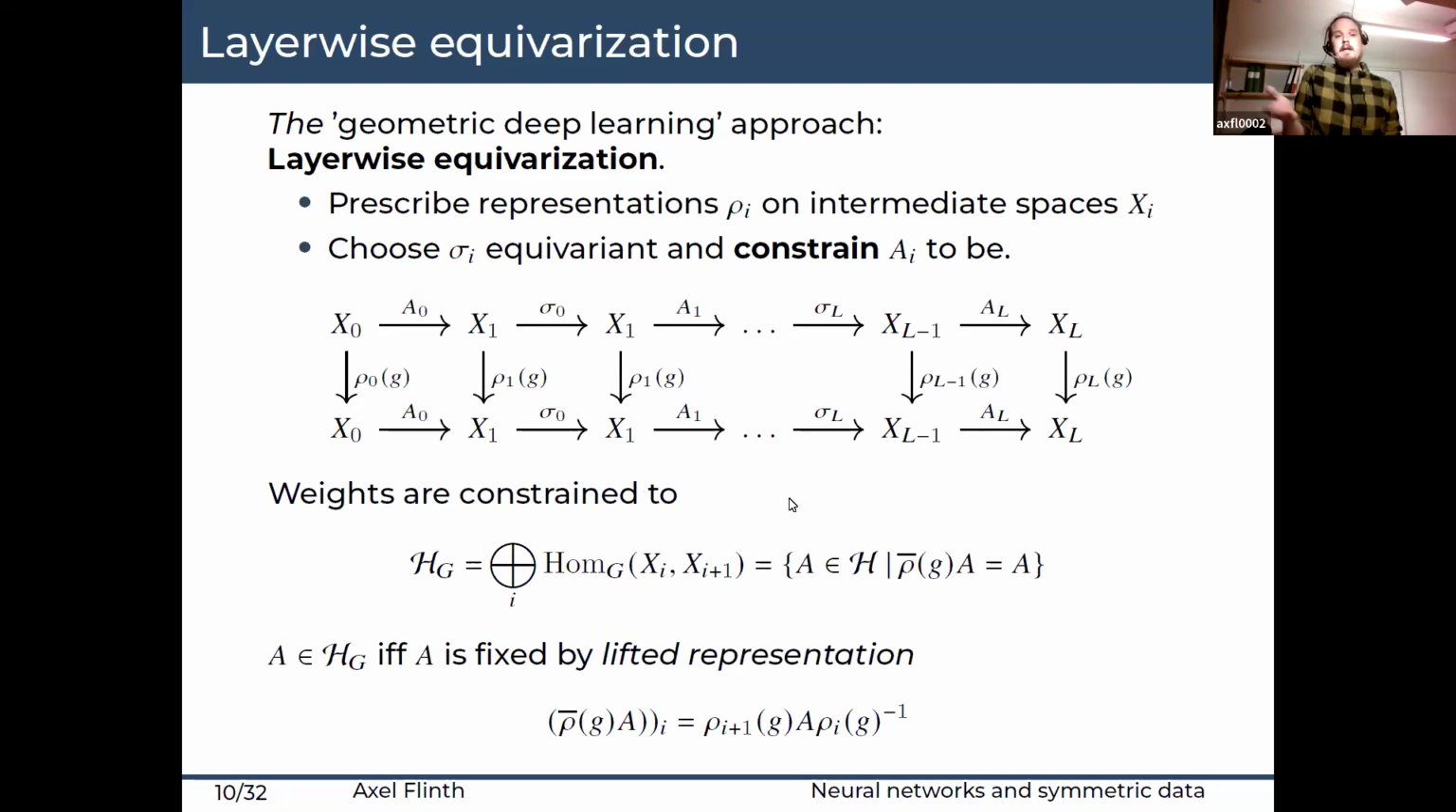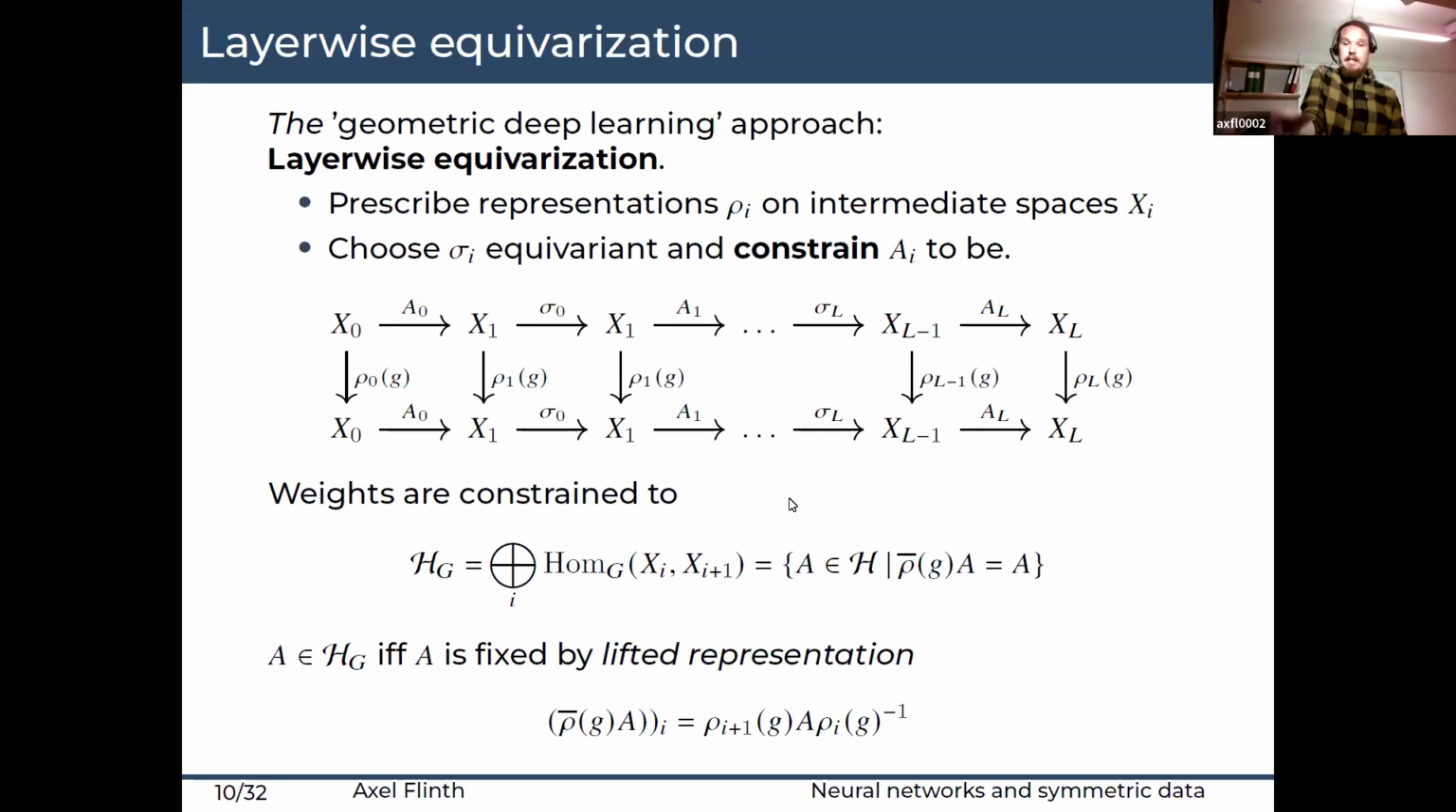I could also say that I constrain my weights to be in a certain subspace of H, this H_D space. So I make sure that every linear map in the network is equivariant, and I can write this as the ones that are fixed by this lifted representation. I put this here because I will need it later in the presentation. Each map here we act on by this concatenation of the different representations.